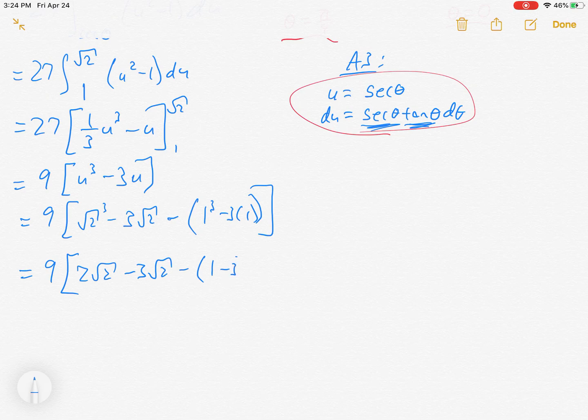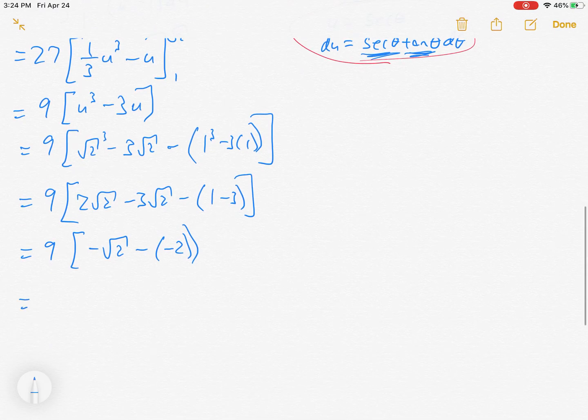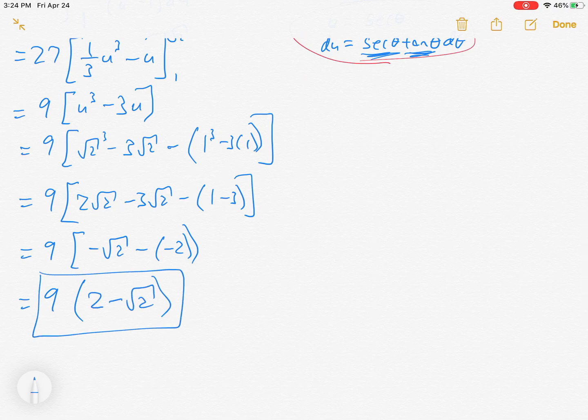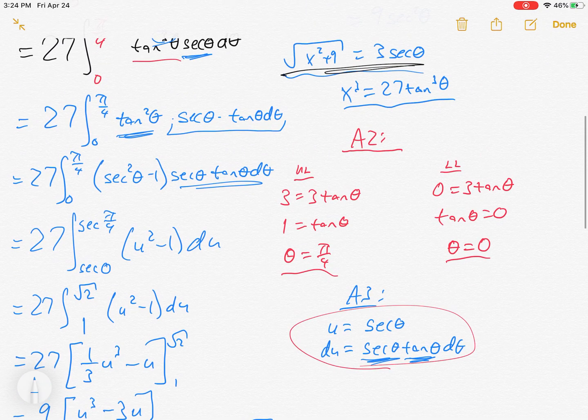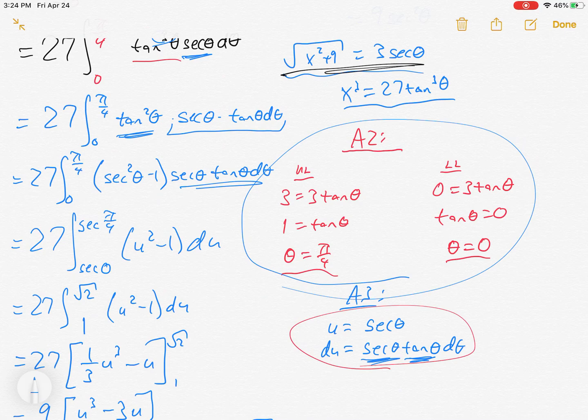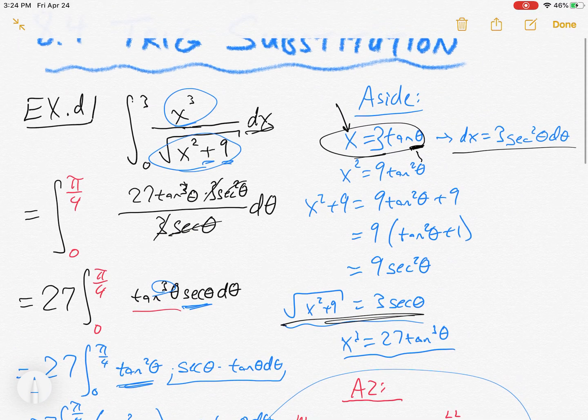So square root of 2 cubed, square root of 2 times square root of 2 times square root of 2. It's 2 square root of 2, right? Because 2 of them become 2, and the third one's just there. Minus that, and then this becomes 1 minus 3. So that's negative square root of 2 minus a negative 2. Or in other words, I think we got something here. 1/3 times 2 minus the square root of 2. That's a nice looking answer, is it not?